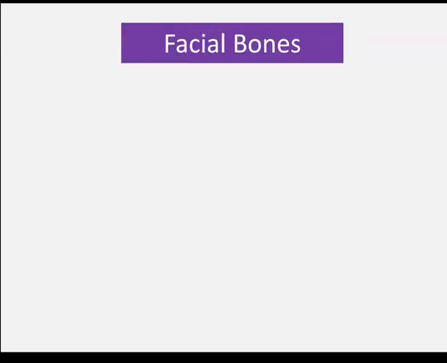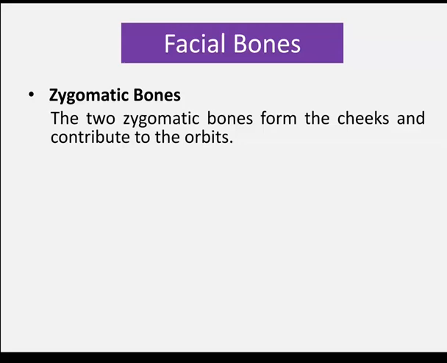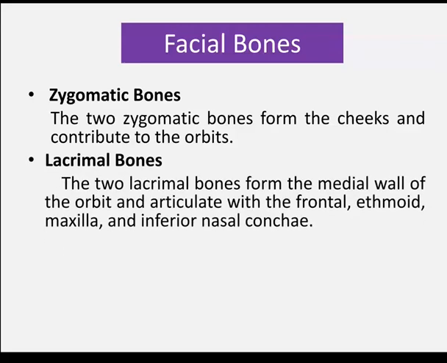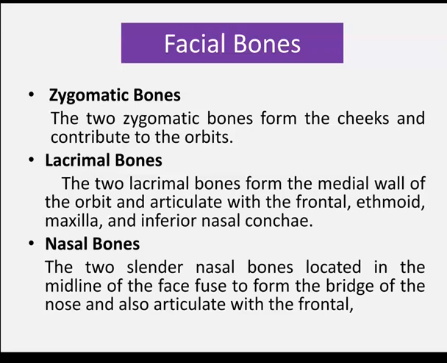Then facial bones. Zygomatic bones are 2 in number and form the cheeks and contribute to the orbits. Then lacrimal bones, these are also 2 in number, form the medial wall of the orbit and articulate with the frontal, ethmoid, maxilla and inferior nasal conchae. Then nasal bones, these are also 2 slender bones located in the midline of the face, fused to form the bridge of the nose.